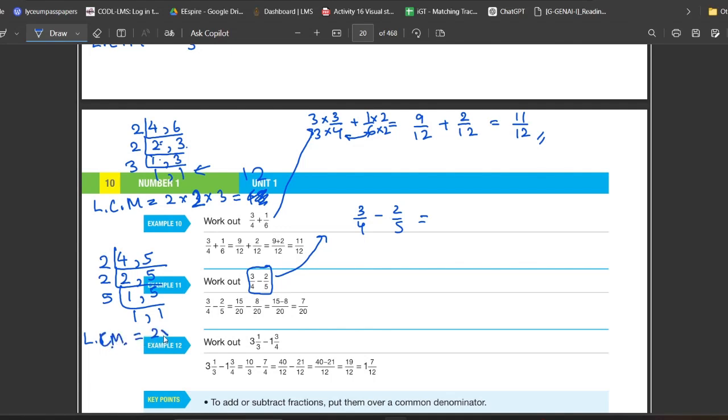So that's 2 times 2 times 5. That's 4 times 5, which is 20. So now we have to make this 20, multiplying by 5. This one multiplied by 4. So 15 over 20 minus 8 over 20. We can subtract these two. 15 minus 8 is 7 over 20. We don't change the denominator.